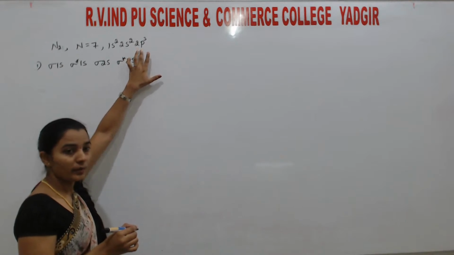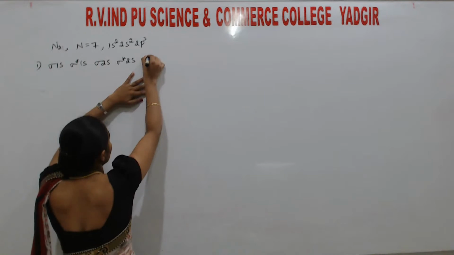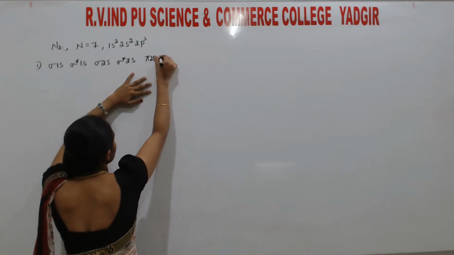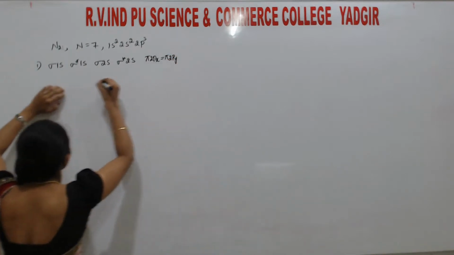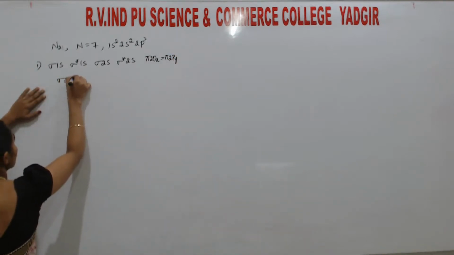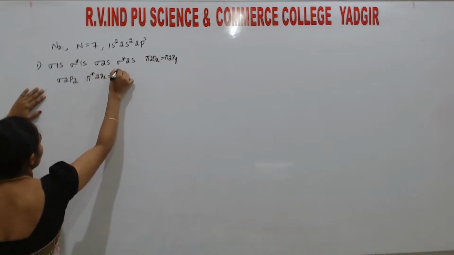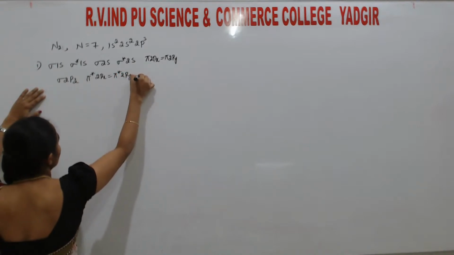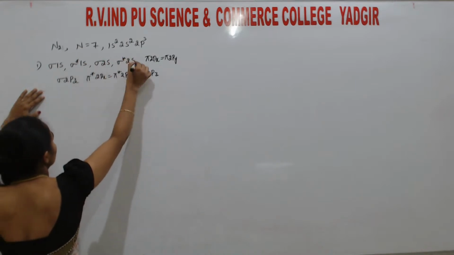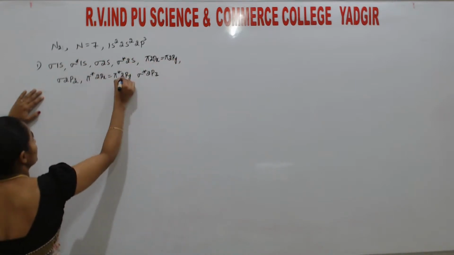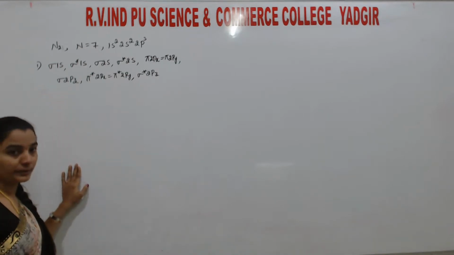Next, the 2p3 orbital is there. It is nitrogen, which means pi comes first: pi 2px equal to pi 2py. Next I will take here sigma 2pz, pi star 2px equal to pi star 2py, sigma star 2pz. Okay, this is the trend.